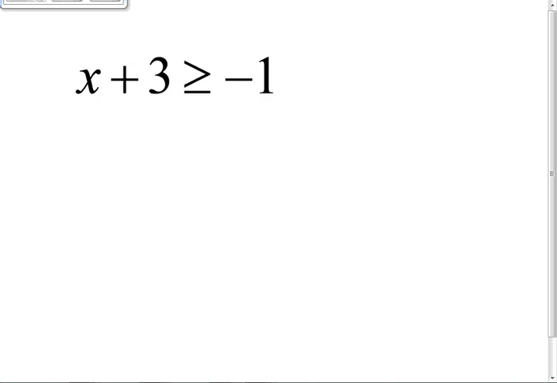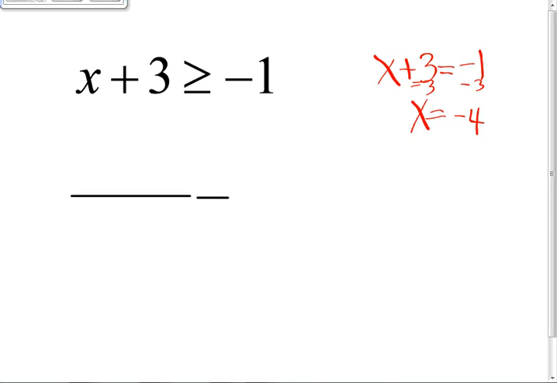How about this one? Now we're going to, again, find the boundary. So you make it an equals. That's the boundary. So what's x equal to? Subtract 3, negative 4. So we draw our line, and I can cheat. I can draw a nice little line here. And we are going to mark negative 4. Put it right at the break there, no problem. Do I get to include it? Yes, I do.